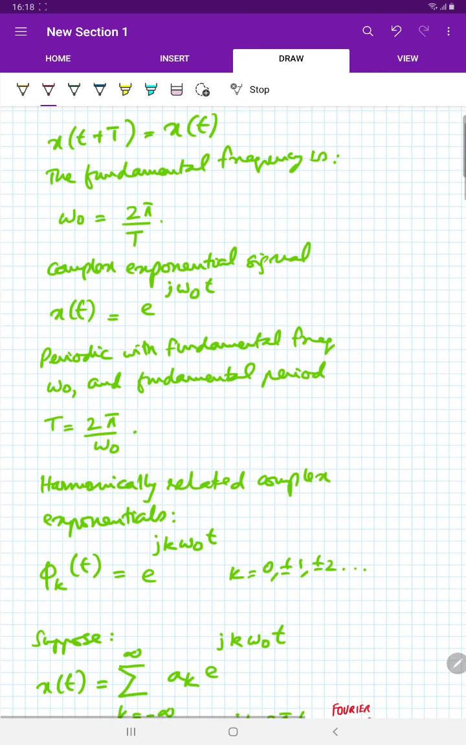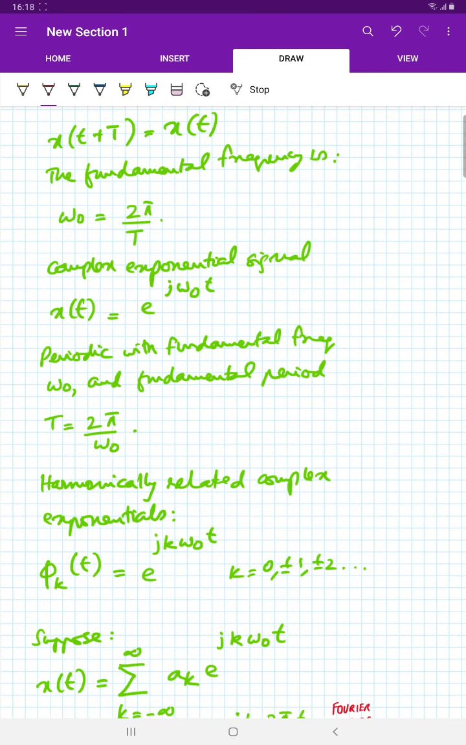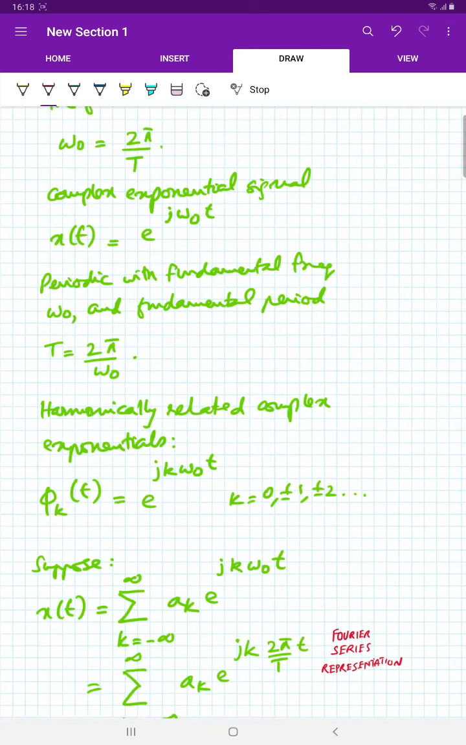So we have also seen complex exponential signals. X of t here is e raised to j omega naught t. So this signal we saw earlier that it is periodic, and in this case the fundamental frequency is omega naught, and the fundamental period is T is equal to 2 pi by omega naught. So you have to first decide the period, and from the period you get the frequency, or vice versa. First you decide the frequency, and from the frequency you get the period.